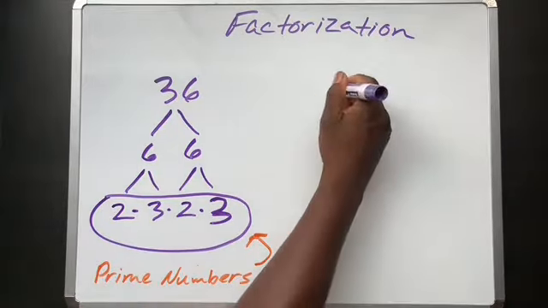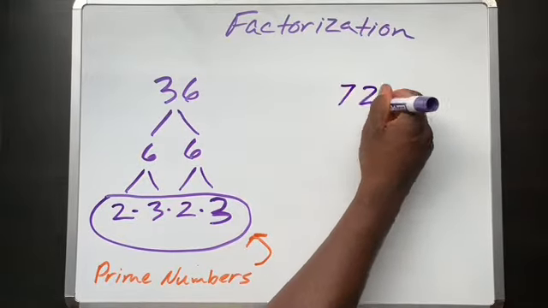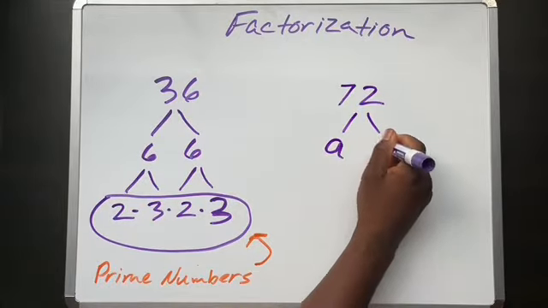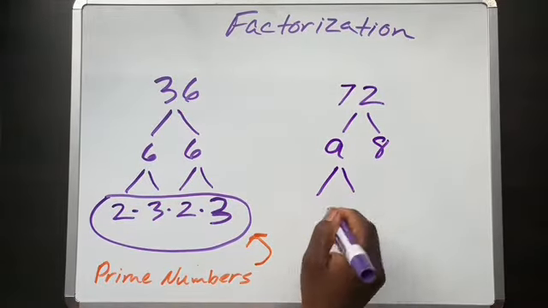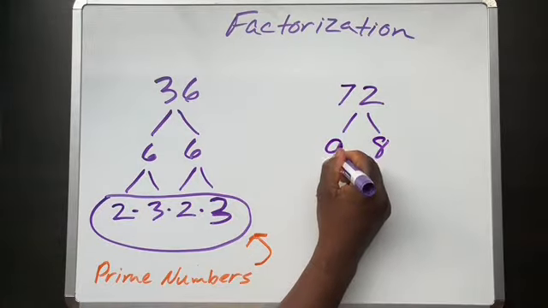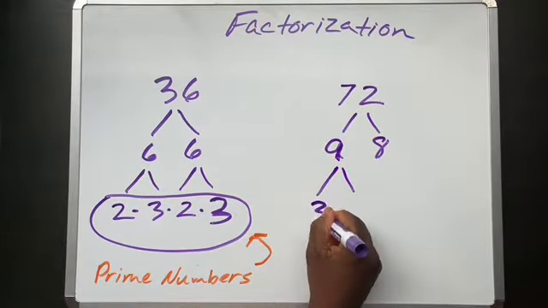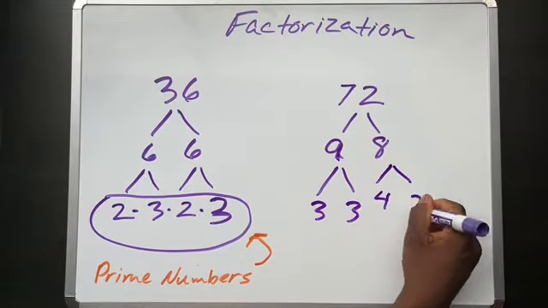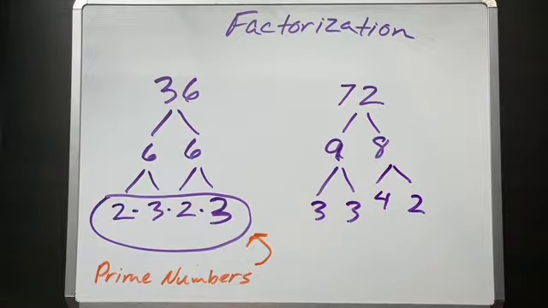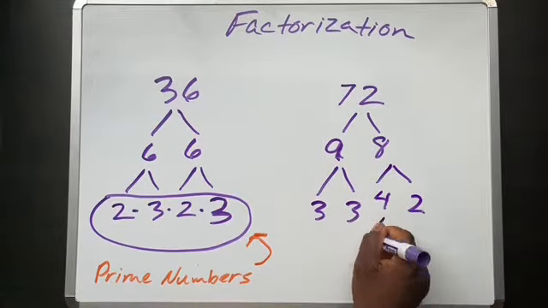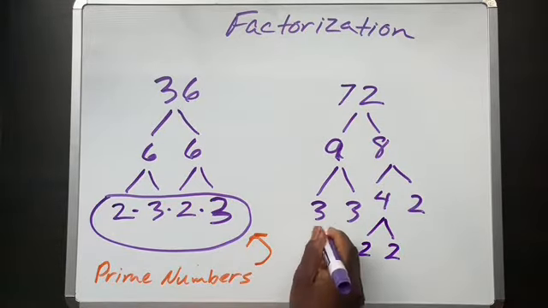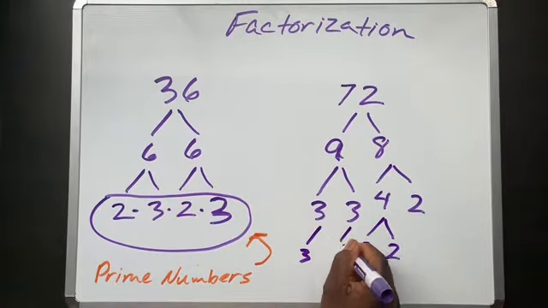Let's try another one. Let's try a composite number, 72. So what are the factors of 72? We can go with 9 and 8. And what are the two factors that multiply to give you 9? 3 times 3. And then what about 8? We got 4 and 2. 4 times 2. Okay, but 4 is not a prime number, but 2 is. So we need to break down 4. So 2 times 2 is 4. We'll bring these prime numbers down to the bottom of the tree.